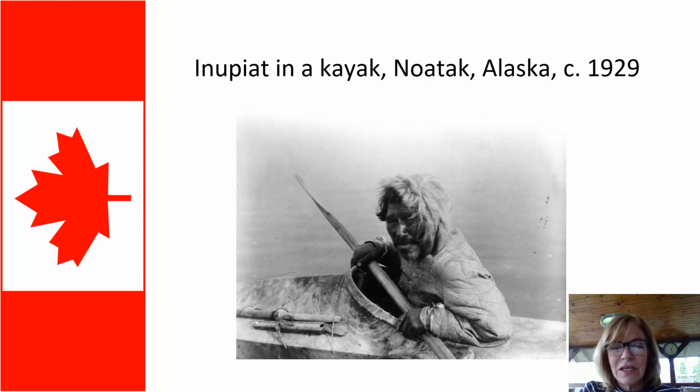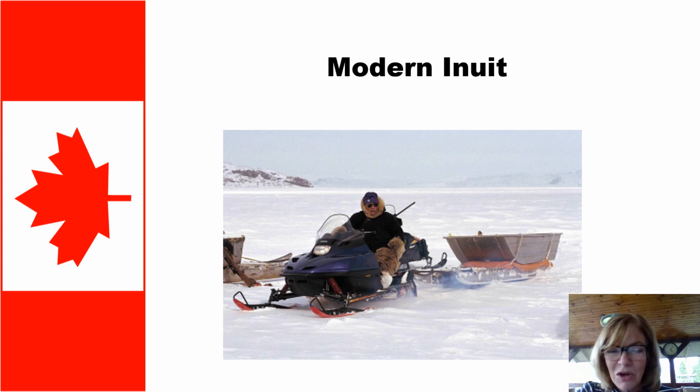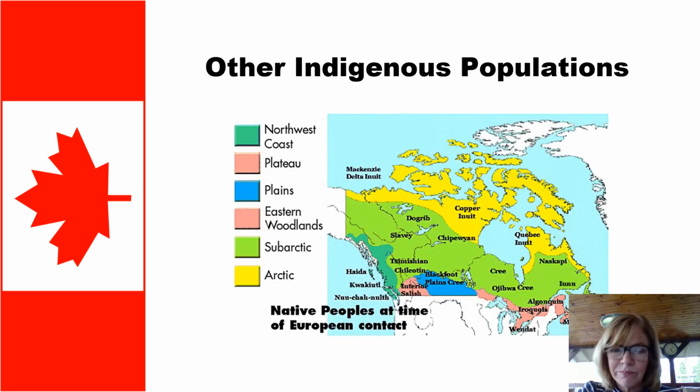Okay, so here's an Inupiat in a kayak. This is in Alaska in 1929, because they're up there in the northern part of Alaska too. I think that's just a really cool picture. I hope you guys appreciate it too. I'd love to have that kayak. And then here's an Inuit family about 1930. The modern Inuit has changed somewhat, right? I think this would be a lot easier, but for some, they probably would like the old ways a little bit better. He's on a frozen plain there. I don't know if it's water or not.